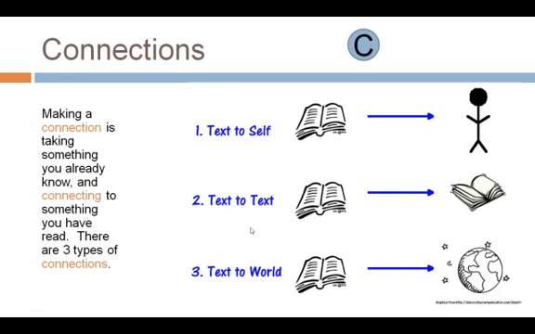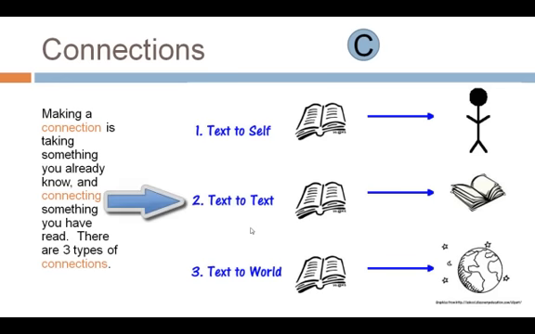The second strategy is making connections. Making a connection is taking something you already know and connecting it to something you have read. There are 3 types of connections. The first connection is text to self. This is taking something that you have read or that you are reading and connecting it to something that has actually happened to you in real life, something that you know about.